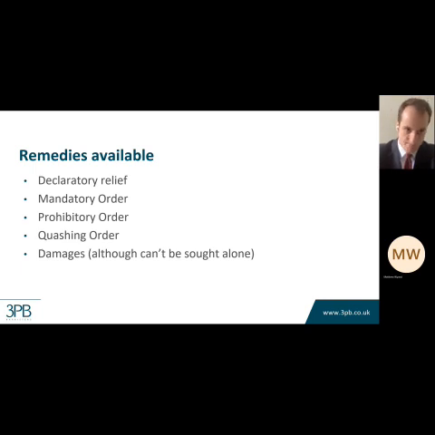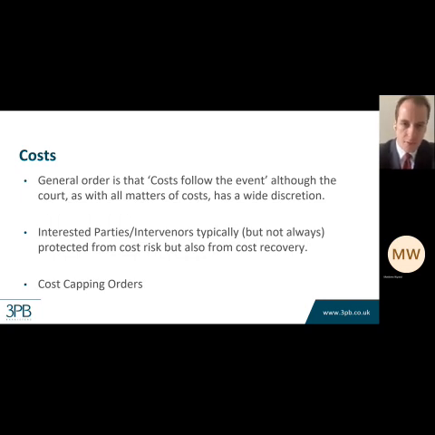Moving on to costs. Bringing a judicial review claim can be expensive, and the general order is that costs follow the event. That means typically, if you win the judicial review, then you will be able to recover the costs that you've expended in doing so. But the court, as with all matters of costs, has a wide discretion. You should be aware of costs capping orders, that legally aided parties benefit from a level of protection, and the interested parties and interveners are typically protected from cost risk, but are also in some difficulty when they seek to recover costs.